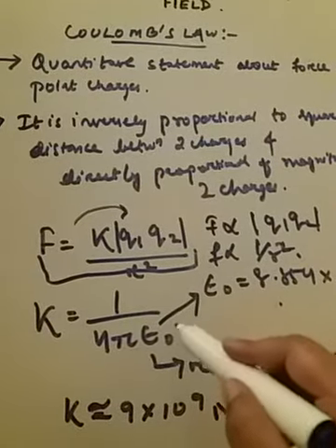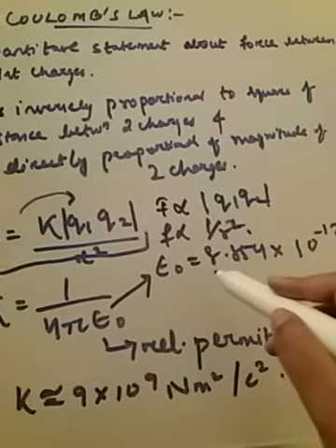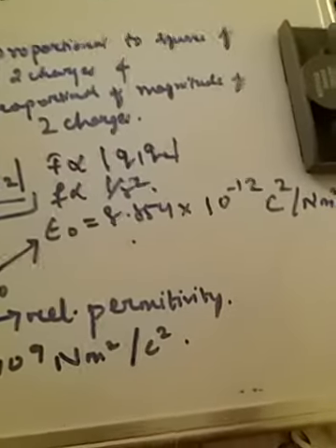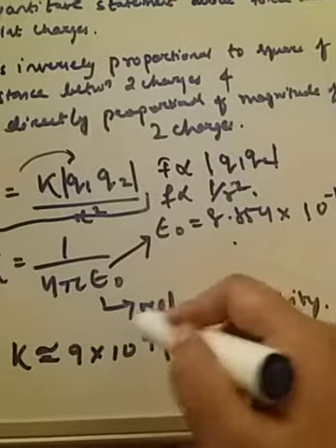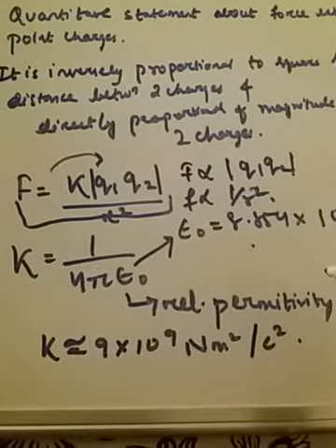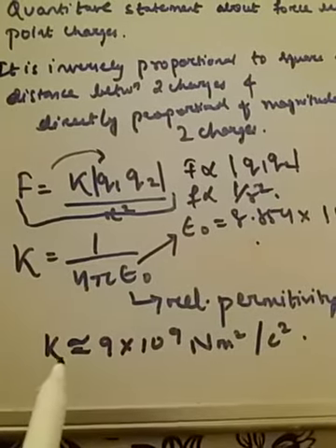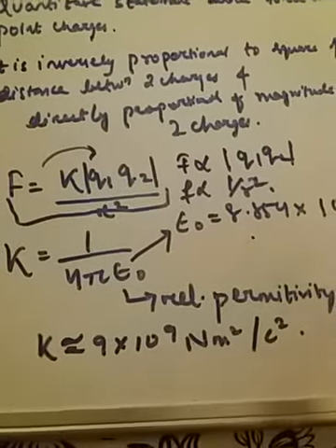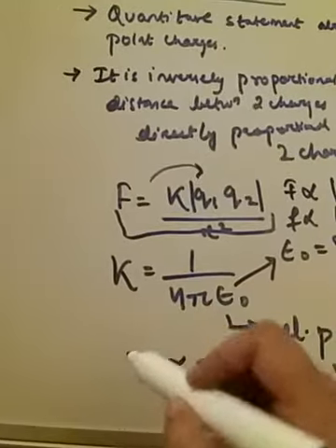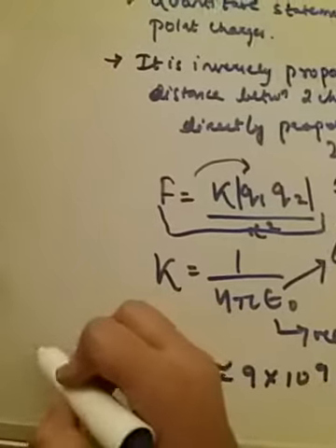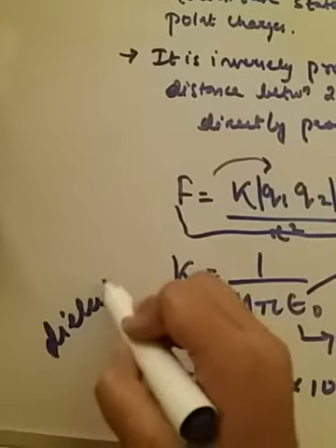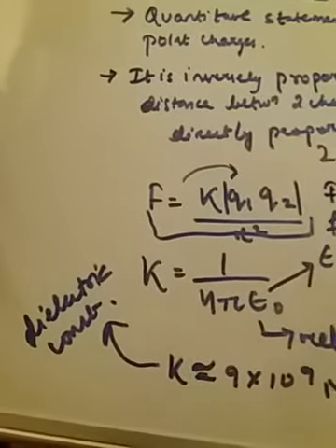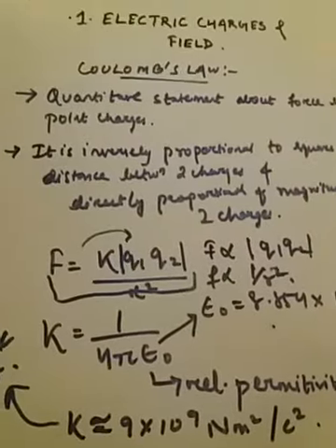It is pronounced as epsilon naught. Its value is around 8.854 into 10 to the power minus 12 coulomb square per Newton meter square. It is known as the permittivity of free space. K value is approximately 9 into 10 to the power 9 Newton meter square per coulomb square. This K is also known as the dielectric constant.